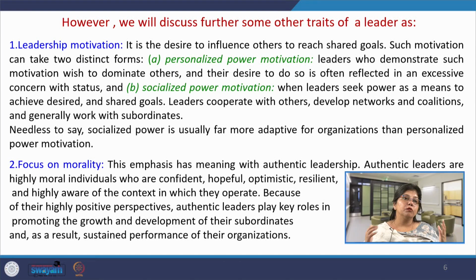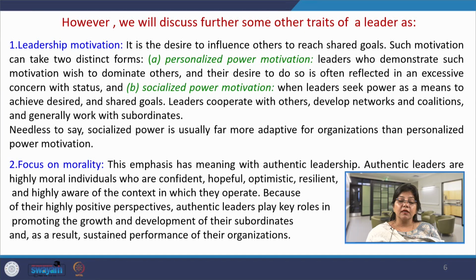An employee who possesses the qualities of a leader has some kind of motivation. So, what is that motivation? What is that influence or desire to motivate or stimulate the employees? So, there have to be two intentions or two kinds of motivations. The first is personalized power motivation and the other is socialized power motivation.